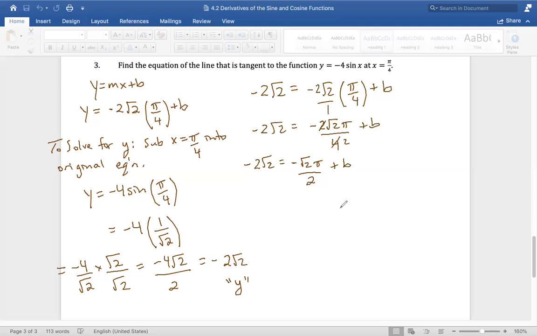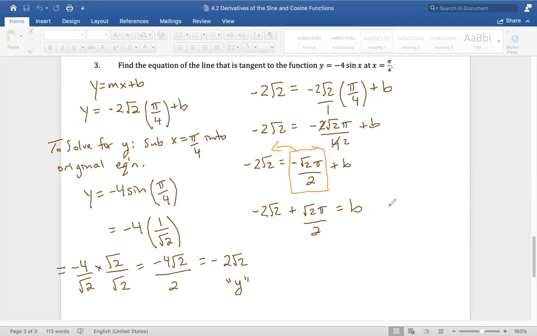So now what do I want to do? Can I condense this whole b value here? What if I took this, obviously, if it was just a constant, which it is, and bring it over onto the other side, right? Then I would add. So here I would have negative 2 root 2 stays the same, and then I'm adding root 2 pi over 2 equals b.